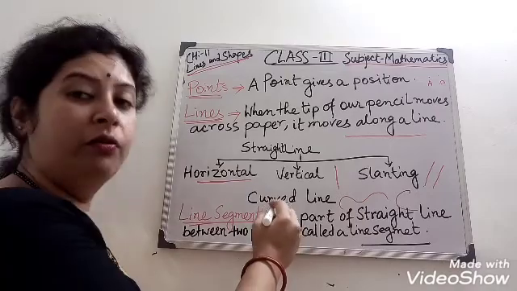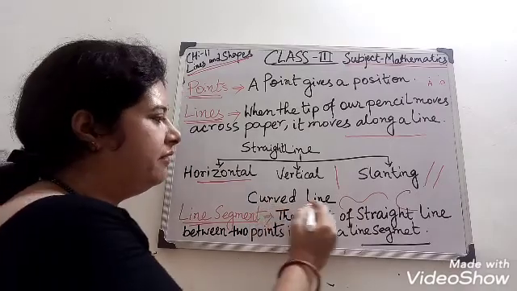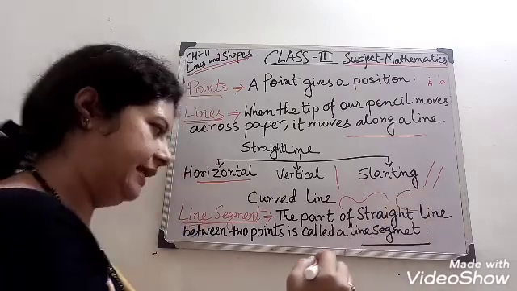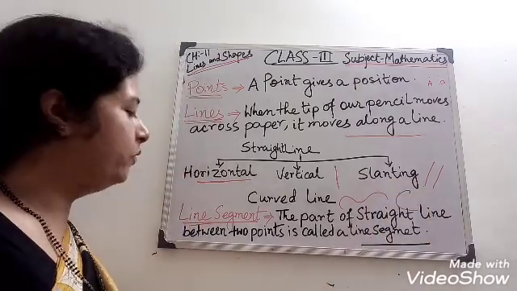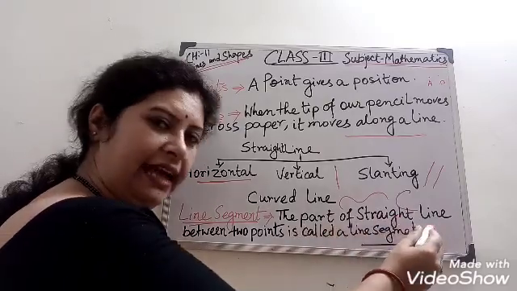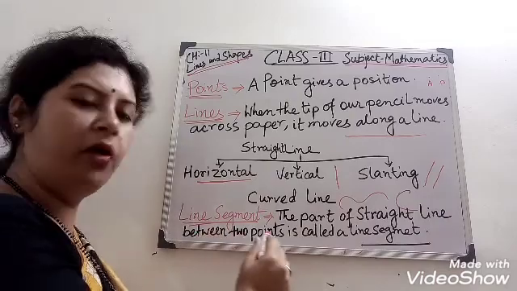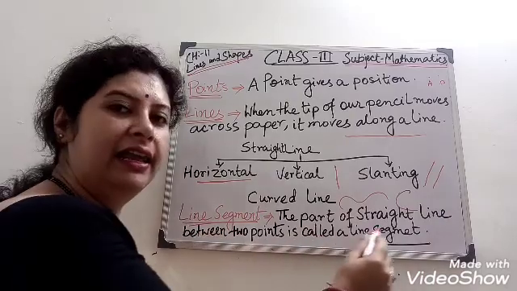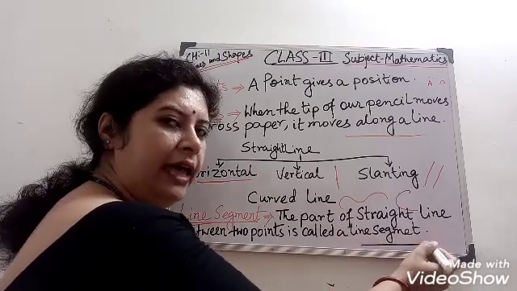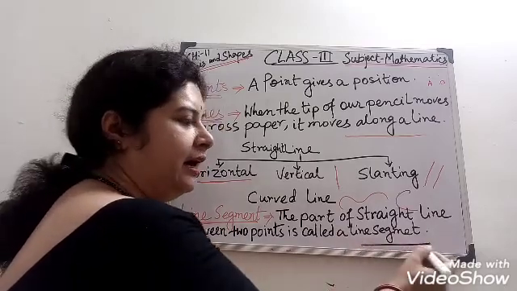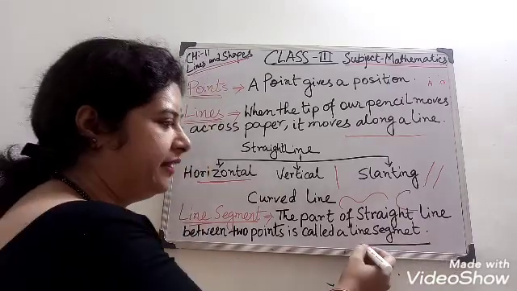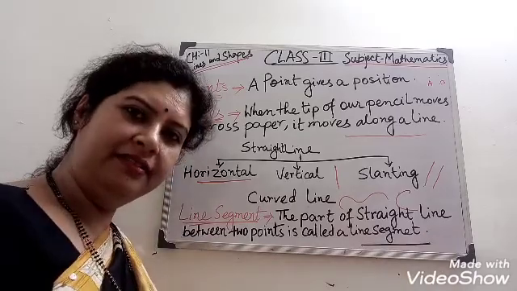Now next, what are curved lines? Curved lines look like this way. Okay, these all are curved lines. Next point, what is a line segment? The part of a straight line between two points is called a line segment. It means whenever you give two dots and draw a line with the help of a ruler, you get a line segment. Clear?